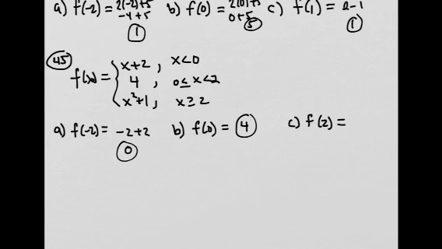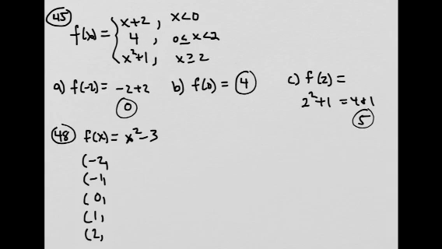And then for f of 2, we're going to use this piece right here, because 2 is in this domain, because it says x is greater than or equal to 2. So the piece of the function we're going to use is this one, x squared plus 1. So we put 2 squared plus 1, so that's 4 plus 1, which is 5.